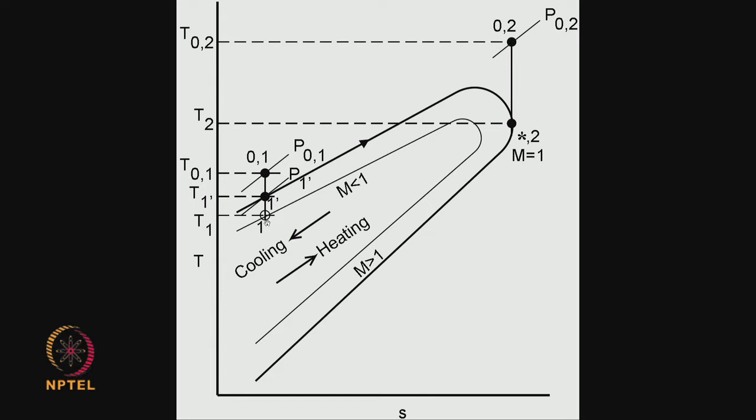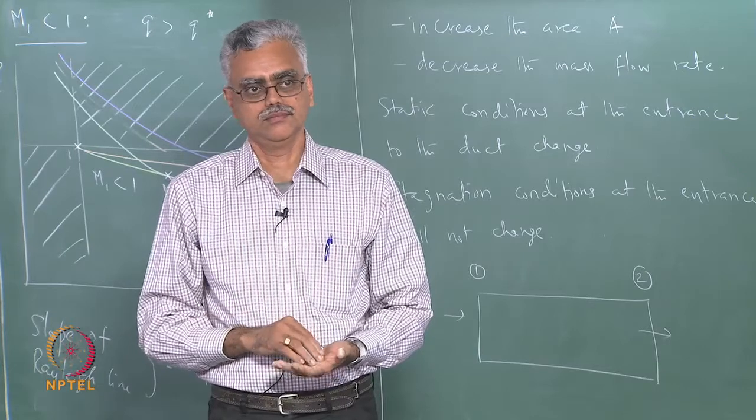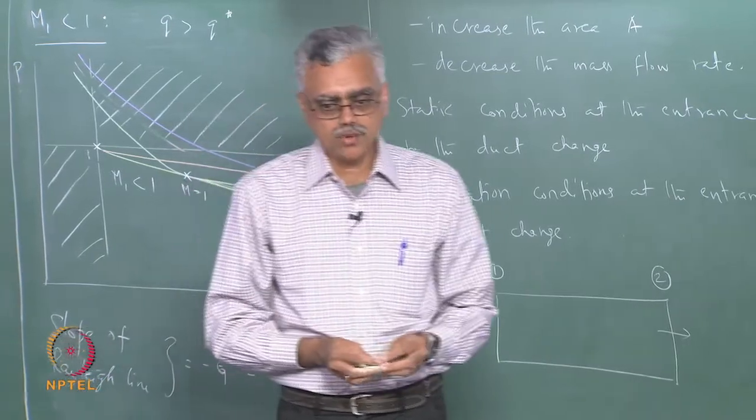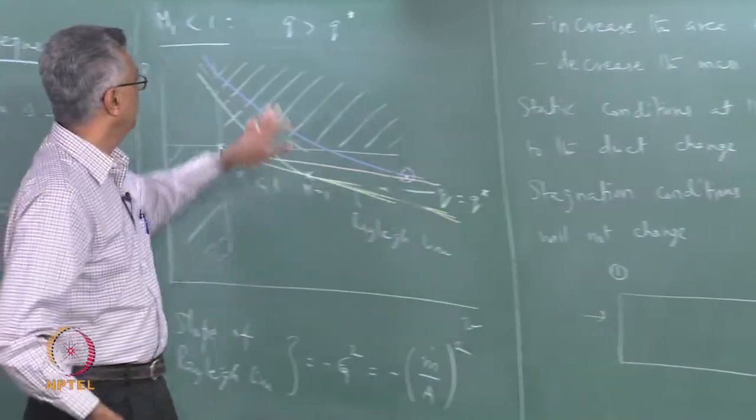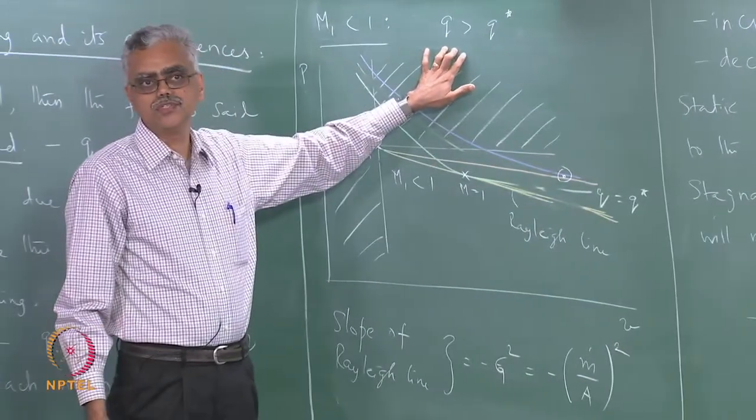Okay. For entry condition 1, the amount of heat Q would be more than Q star corresponding to M1, but now the Q is the Q star corresponding to M1 prime. So, that is what happens if we have a subsonic state and we try to add an amount of heat which is more than Q star.